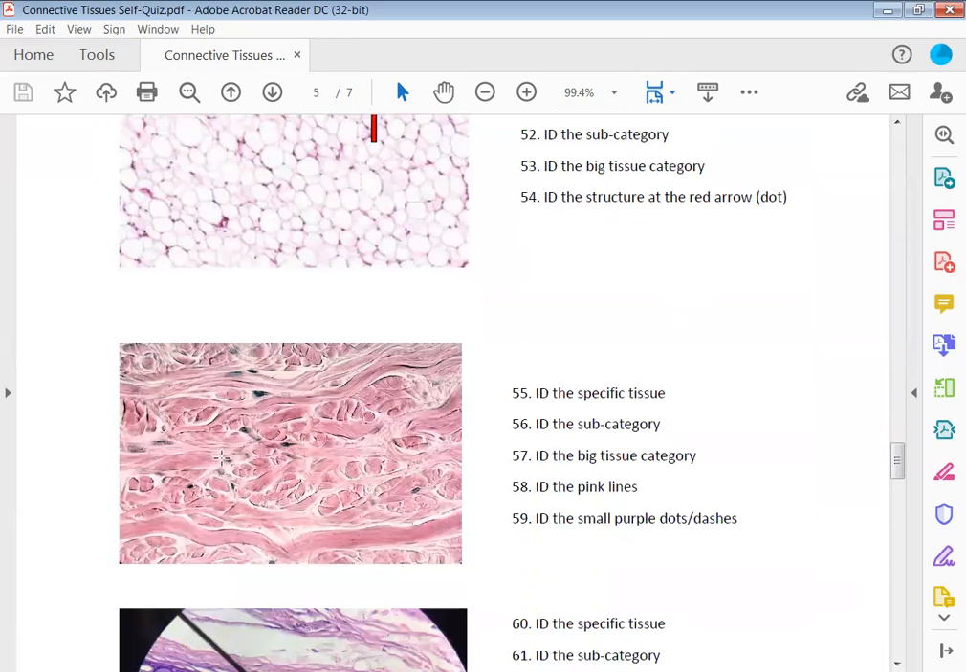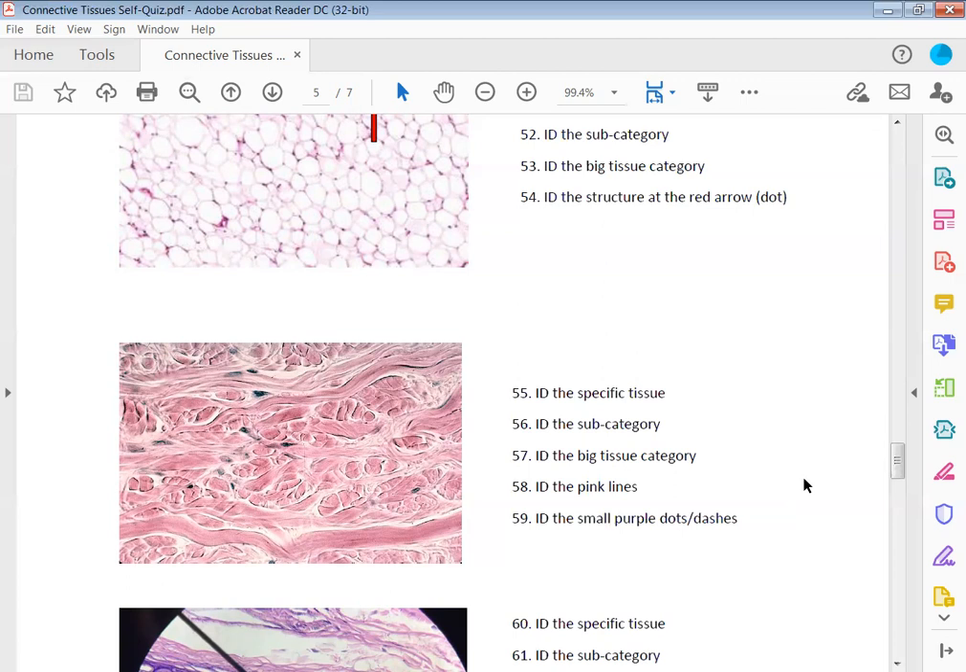Now we're looking at this tissue here with questions 55 through 59. Identify the specific tissue in 55. This tissue has fibers going all different directions, but they look like the same type of fibers. So this is going to be dense irregular. Remember, dense regular was going in one direction. It looked like little waves. Dense irregular is going in all different ways, so it doesn't have a regular pattern like the dense regular. So this is called dense irregular.